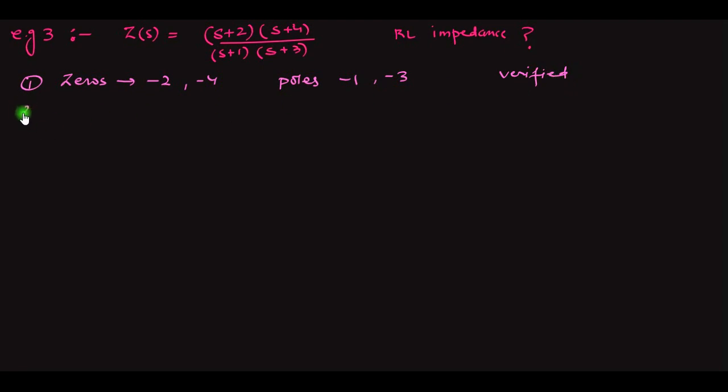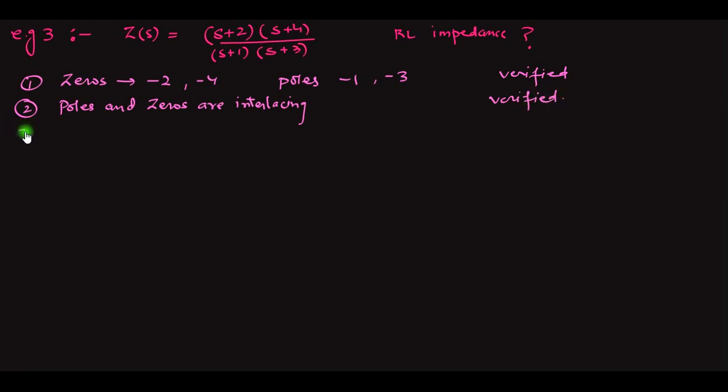Let us check condition number 2. The condition 2 says the zeros and poles must interlace. As I can see, there is a pole at -1 first, and after -1 I have a zero at -2, and after -2 I have again a pole at -3, and after this I have a zero. So that means the poles and zeros are interlacing. Hence condition number 2 is also verified.